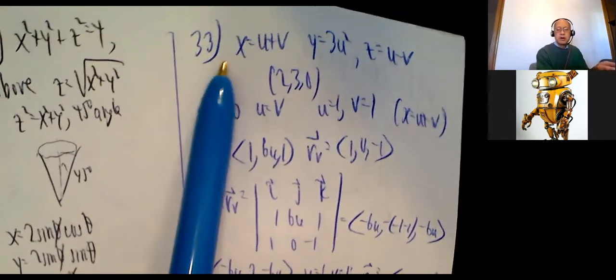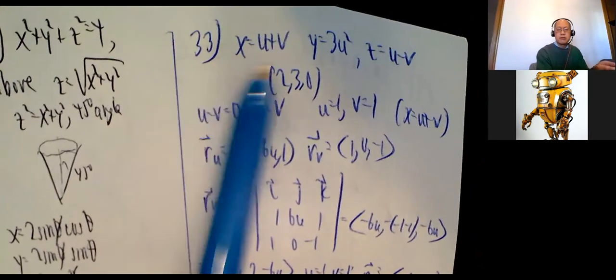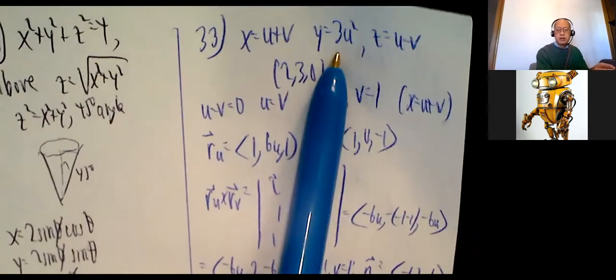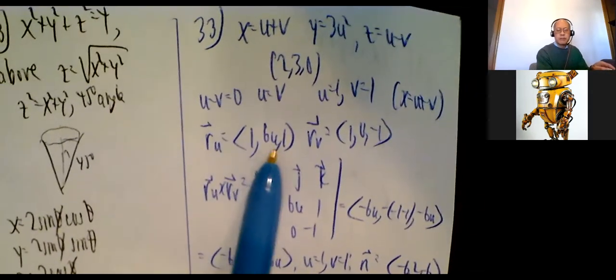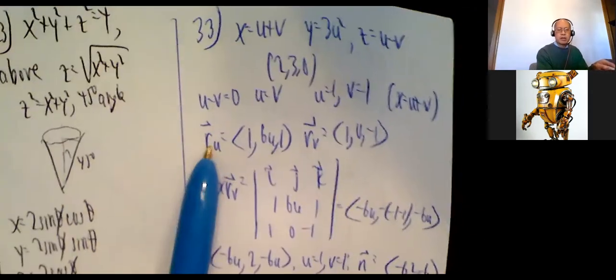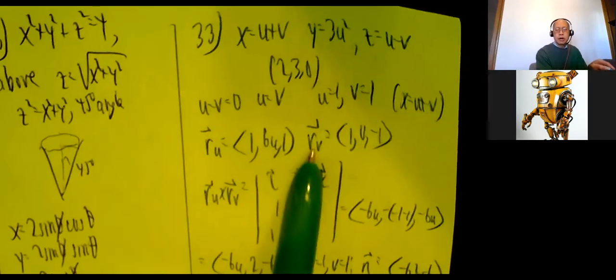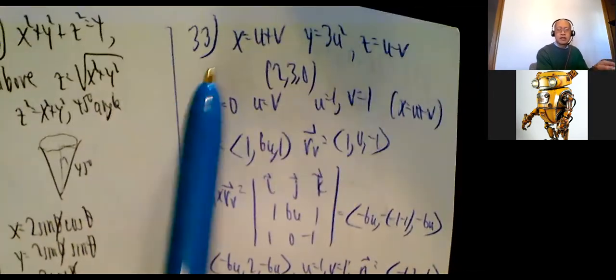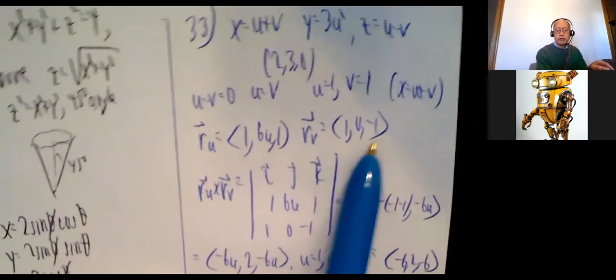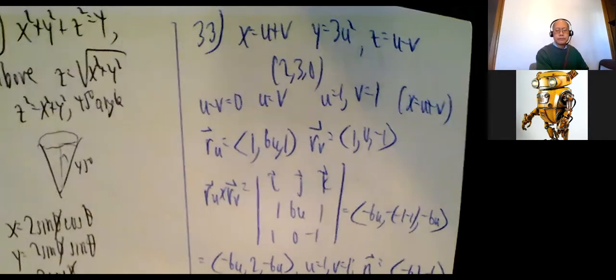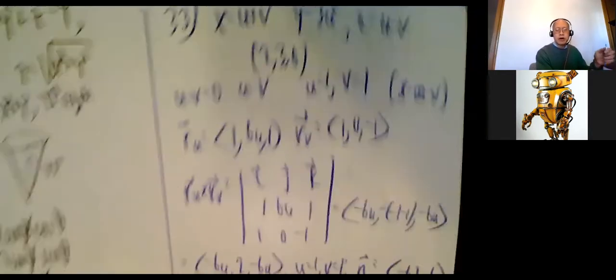Okay, so derivative with respect to u is 1. Derivative with respect to u is 6u. Derivative with respect to u is 1. So r sub u is 1, 6, 1. The derivative of r with respect to u, just take the three derivatives. R sub v, differentiate with respect to v, 1. That doesn't have any v, so 0, negative 1. And I take the cross product.